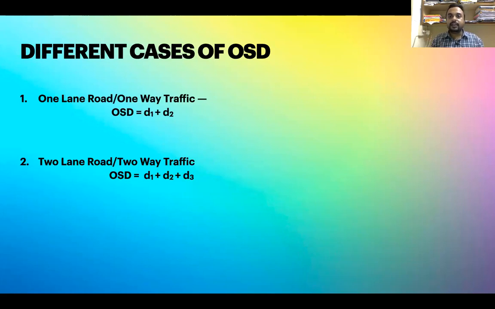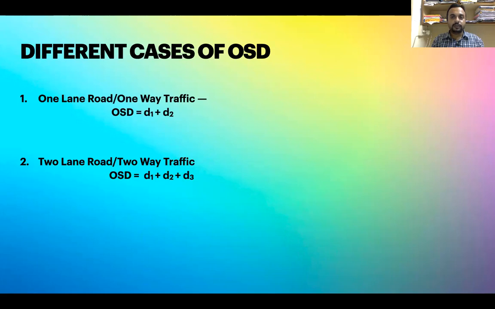One is if there is no vehicle coming from the opposite direction, if it's a one lane, one way traffic. If the vehicles are moving only in one direction, there is no movement from the other direction. There are certain roads where there is only unidirectional movement. There is no movement allowed from the opposite direction. So will there be any D3 at that point? There will be no D3. Why? Because there is no vehicle coming from the opposite side.